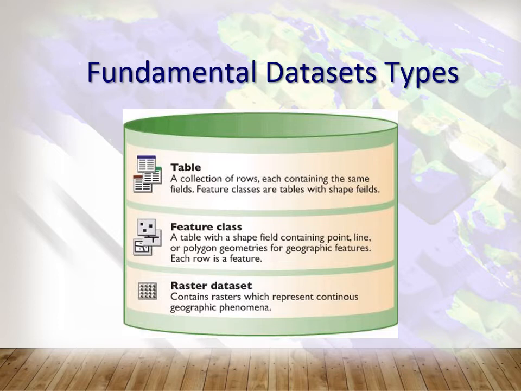Okay, so let's talk about some fundamental data set types. We broadly talked about 2 data models, vector and raster. We talked about geographic data having either discrete features or continuous features. Now, more specific data types that we find in ArcGIS is what we're going to talk about now. So what you're seeing here is we have tables, we have feature classes, which are basically vector data, and we have raster data sets, which mostly could represent continuous data, but it could also represent discrete data.